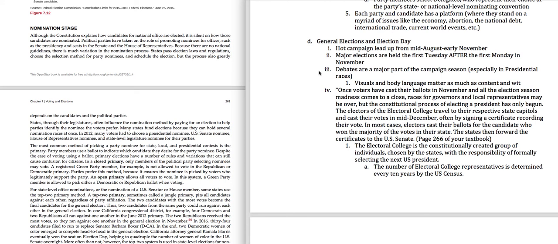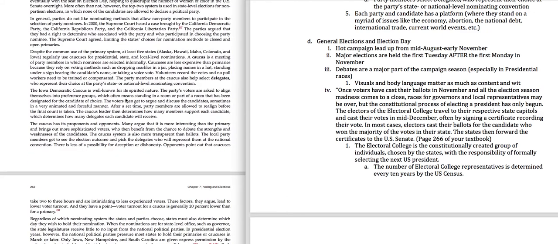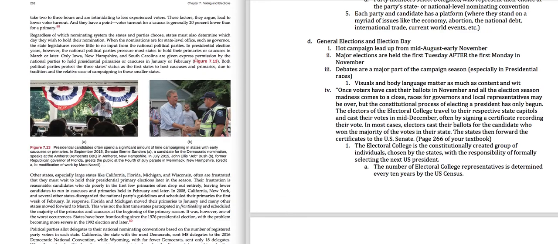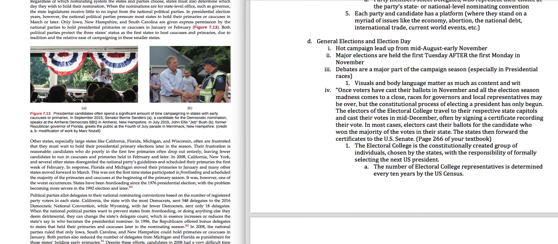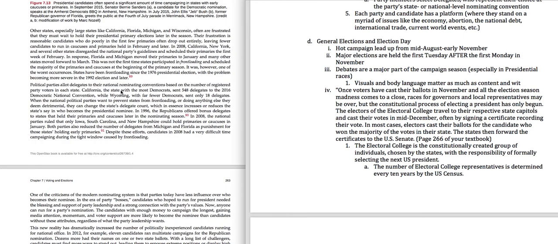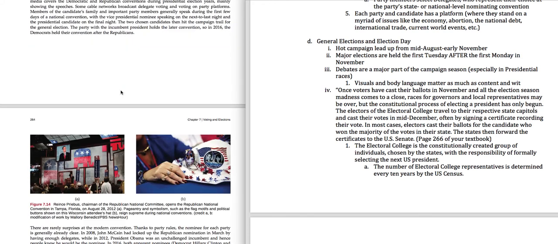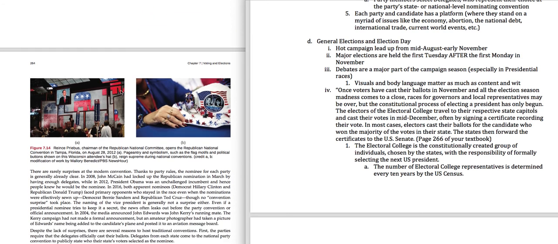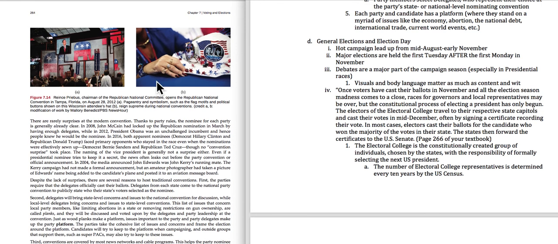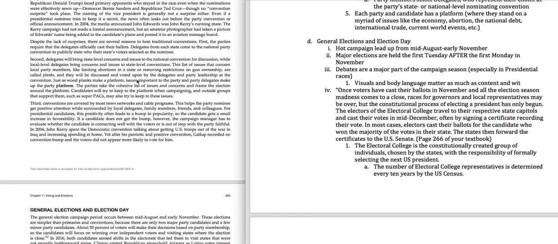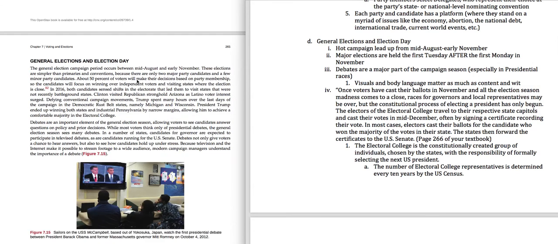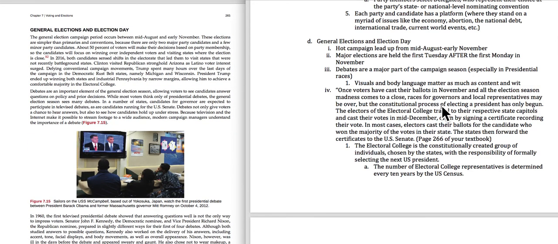So, general elections and election day. Just catch up with the reading just so you can believe that this actually happens. Jeb Bush, George W. Bush's brother. Let's see here. There's a debate. I think that's Rubio. Some people really get into these doggone committees. Platforms, general elections, election day. Back and forth, baby. Hot campaign lead up from mid-August to early November. When I'm recording this, we are in the throes of that.